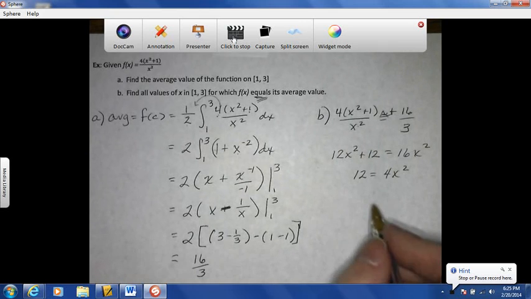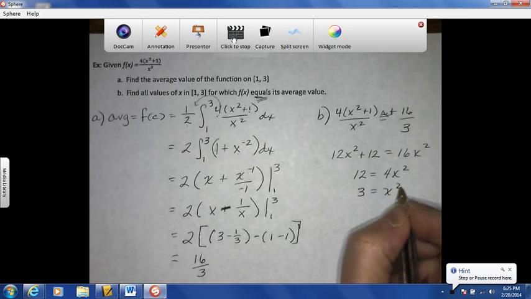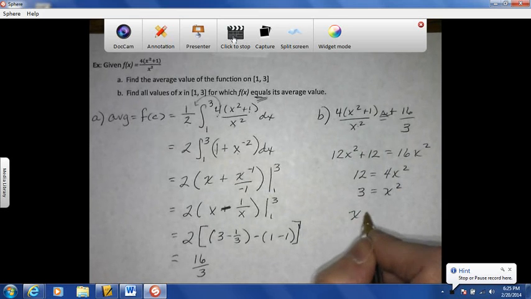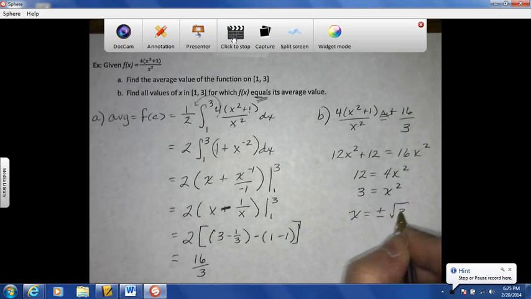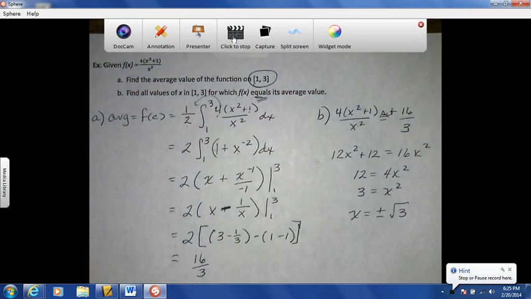Divide both sides by 4. We get 3 is equal to x squared. And then take the square root of both sides. So x is equal to plus or minus the square root of 3. Now, if you remember, the interval that we were working on only goes from 1 to 3. So the square root of 3 is the only one that is in that domain. Negative square root of 3 is not in that domain, so I'm not going to list that as an answer. So when the x-coordinate is the square root of 3, we will generate the average value, or the height, of the rectangle of 16 thirds.